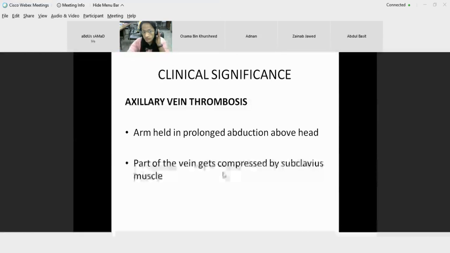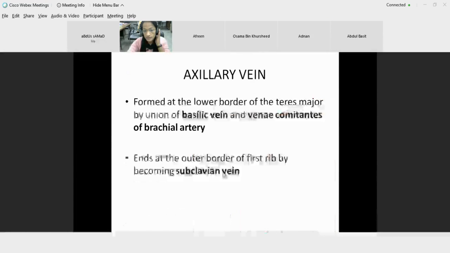Hello. Ma'am, can you please show the first slide of axillary vein? This is the first slide of axillary vein. Or the picture you want to see? No, ma'am, this only. Thank you.